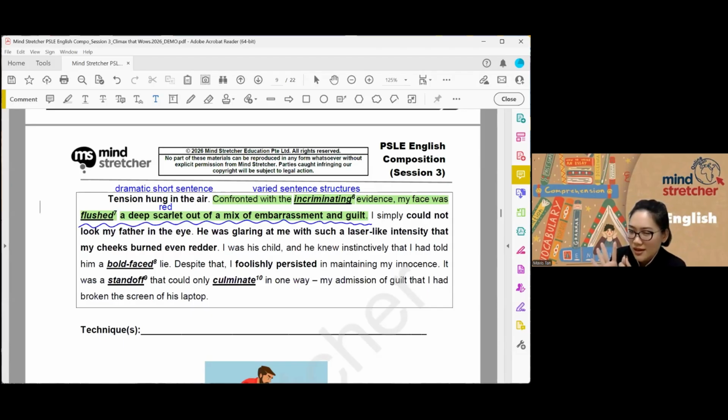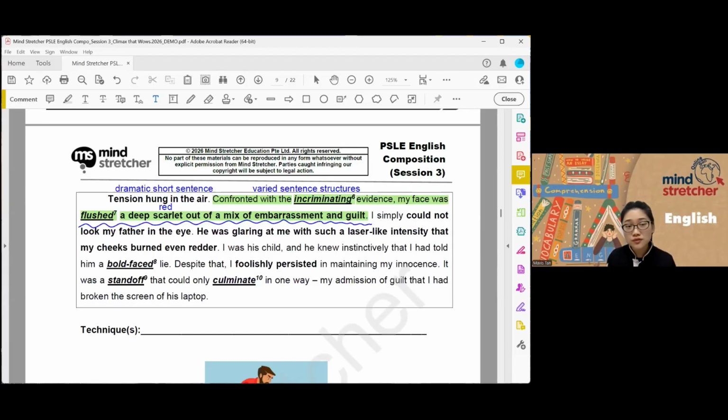There's another sense that you can tap on to show that the face is red. Sense, feeling. Exactly. Yes, you can say crimson red, no problem. When your face is red and you touch it, how does it feel? It's going to feel hot.